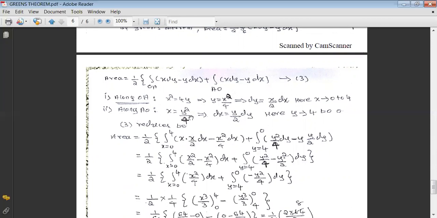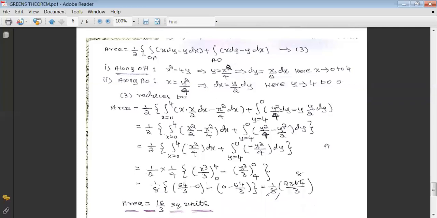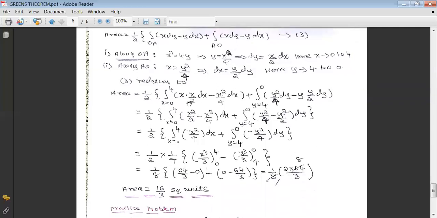Along AO, we have converted in terms of y. That's why convert everything in terms of y. According to the second curve, x is given by y square by 4. That is y square by 4 into dy minus y as it is, and dx is given by y dy by 2. Once you simplify this, x varies from 0 to 4.